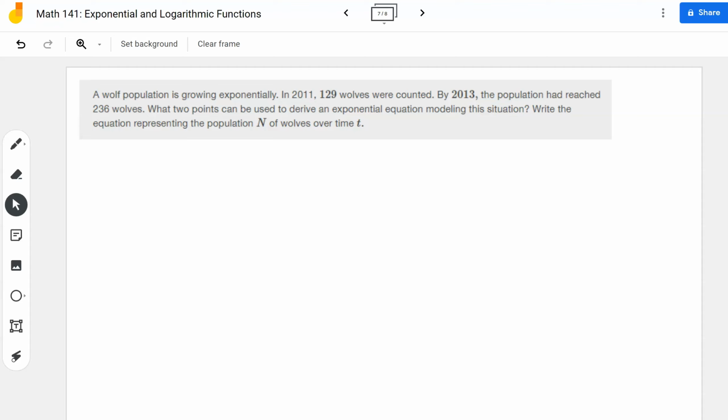All right, so the following question has two different ways to solve it because we have two different ways we end up talking about exponential growth and decay. Let's just look at this question to start with.